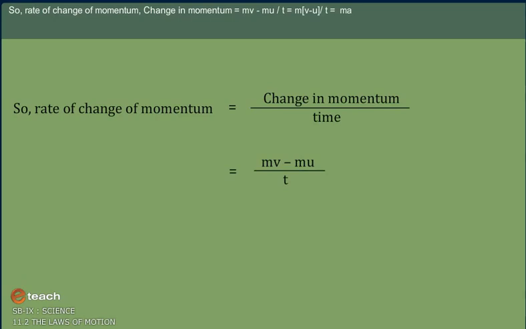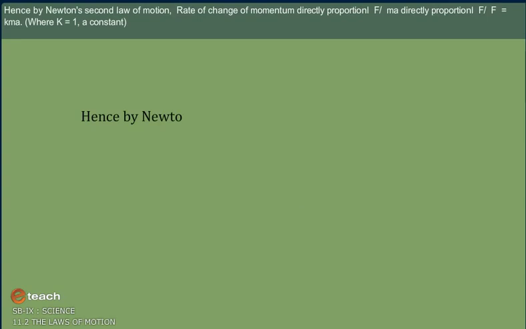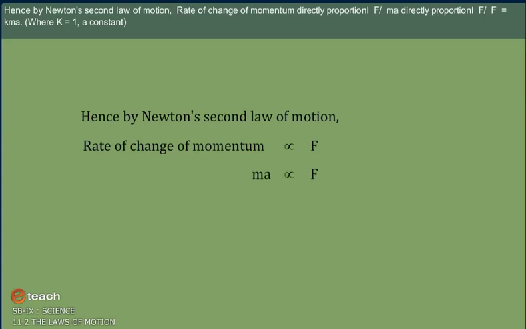We take m common from the equation and we get m into bracket (v minus u) upon t. That is ma. Hence, by Newton's second law of motion, rate of change of momentum is directly proportional to F. ma is directly proportional to F. F is equal to kma, where k is equal to 1, so F equals ma.